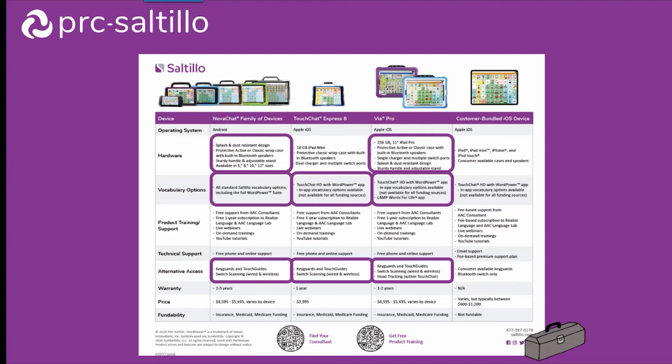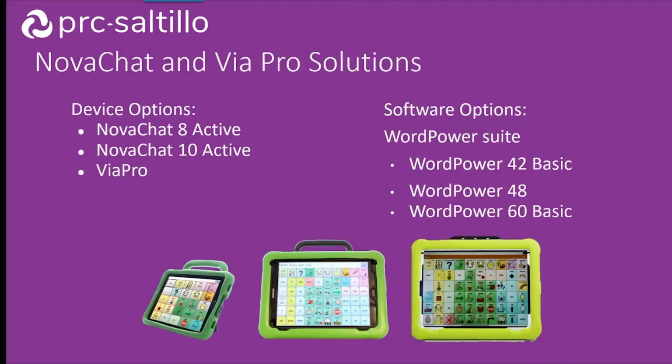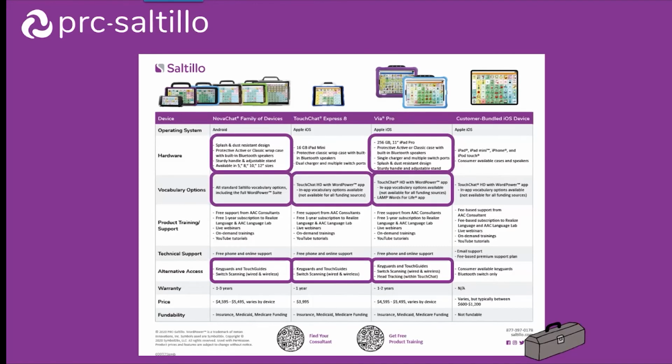And since Word Power is available on all of the device families within what we used to call the Saltillo brand, but what is the Nova Chat family and the Via Pro family, since Word Power is available on all of those systems, that's why we still went ahead and kept those in the running. And so looking at that grid now, we know that pretty much that iPad is out. Go to the next slide.